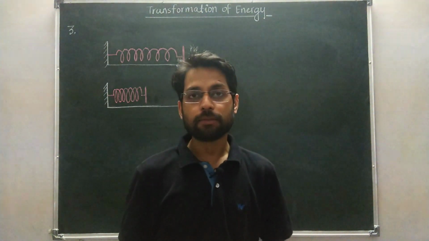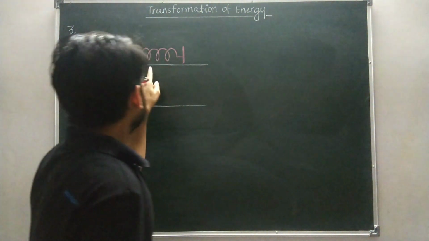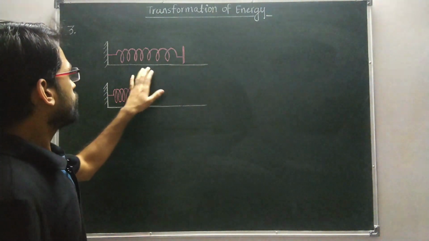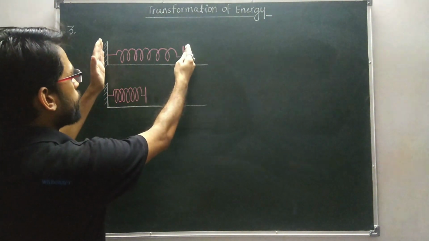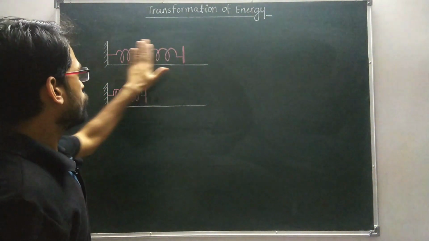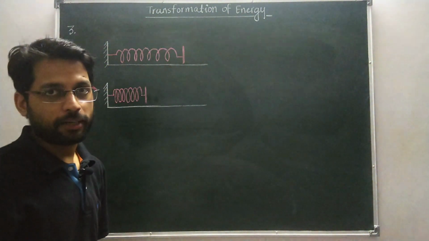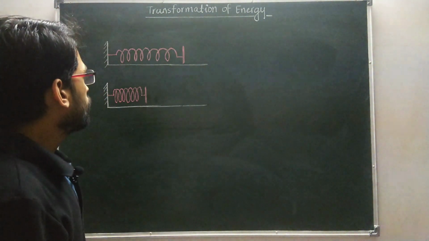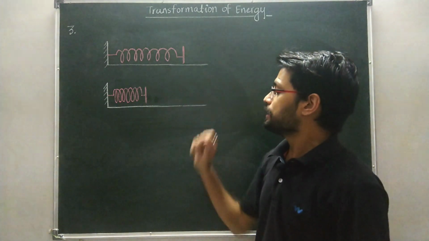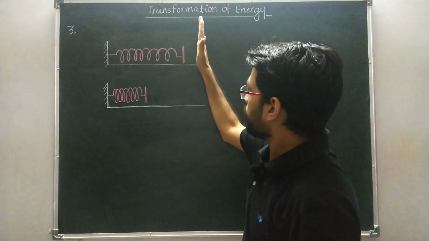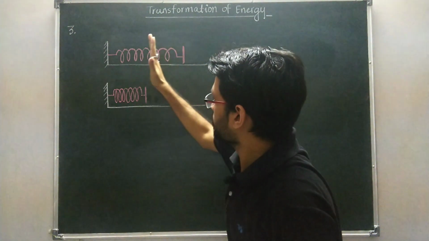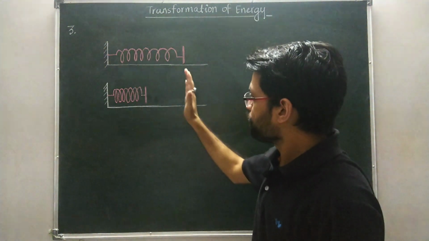Now the third example is the spring. Okay, in this diagram the spring is in natural state. It means there is no force acting on the spring. Okay, now in order to compress the spring, we have to apply force from this end and push the spring in.